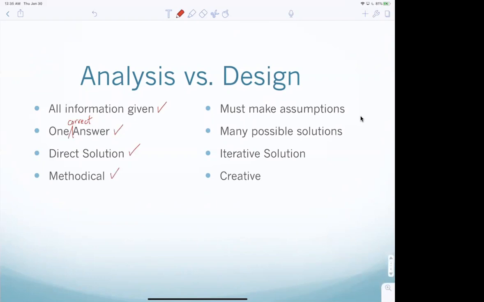So in contrast to that, in design, you have to make assumptions. For example, you want to design a beam. You need to know the moment. To know the moment, you need to know the load. To know the load, you have to know the weight of the beam. To know the weight of the beam, you have to know the size of the beam, which you're trying to design, and you don't know. So you're going to have to guess the weight of the beam to start the problem.